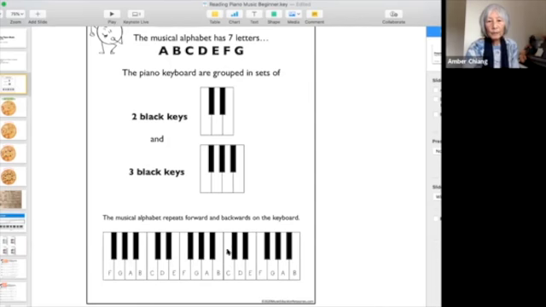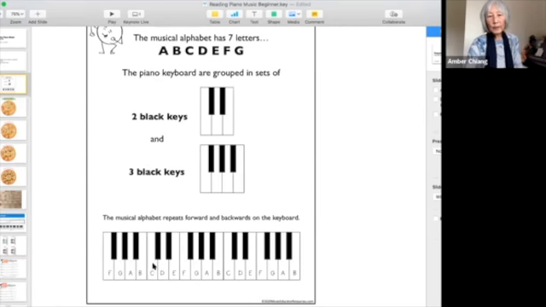The other note which might be important is the F, which is the white key to the left of the 3 black keys. As we go up to the right and down to the left, we're going to talk about the intervals now. From C to D, we count 1, 2, and that's called a second.